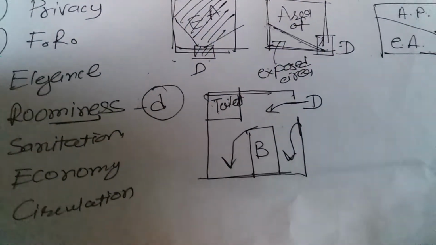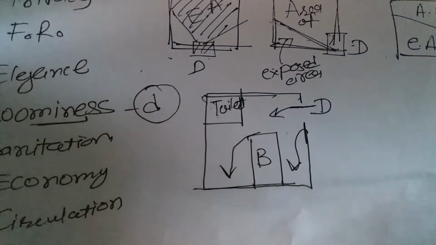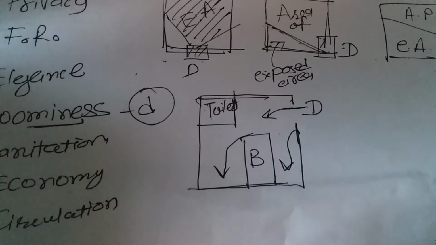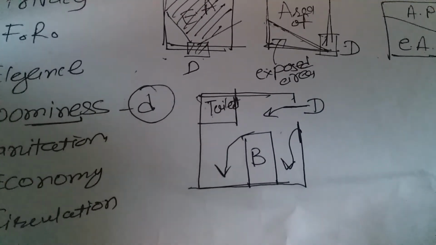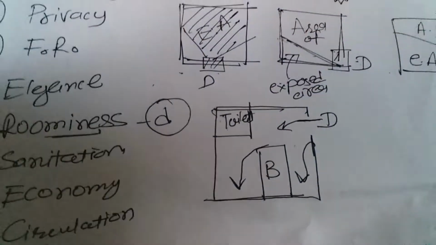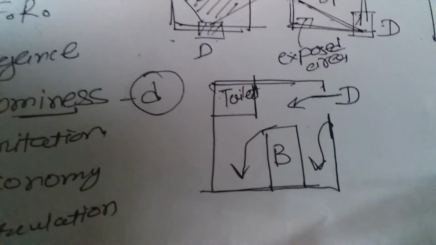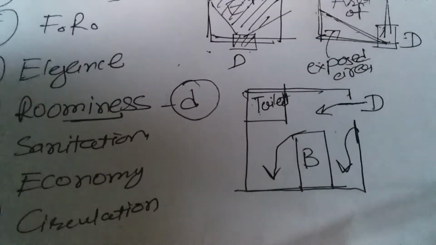Position of door, window, cupboard, lofts and their level, as well as color treatment of flooring, walls, ceiling, etc., are all responsible for creating the effect of space. Light color will create the effect of more space as compared to dark color. So this is one main principle of building planning, roominess.